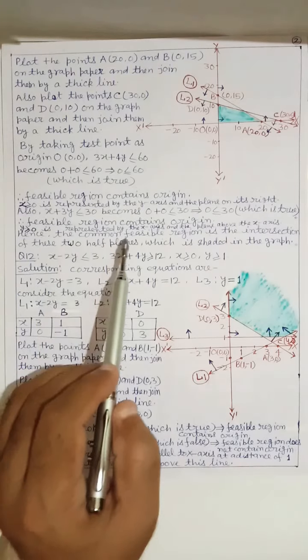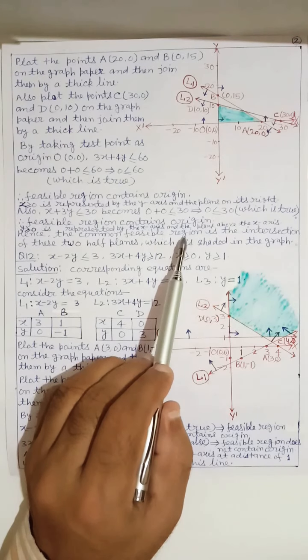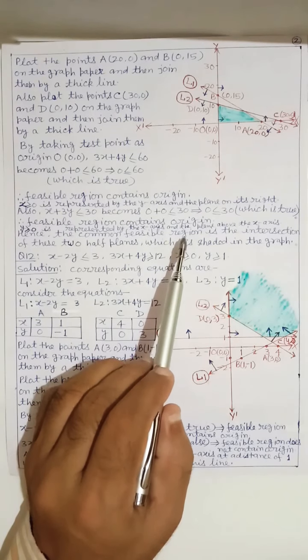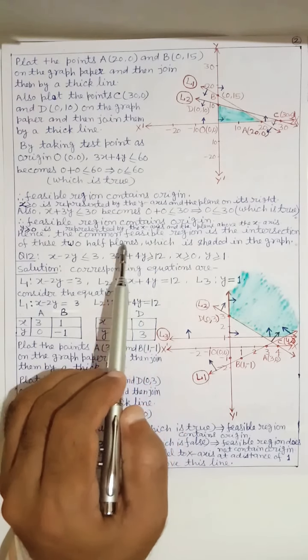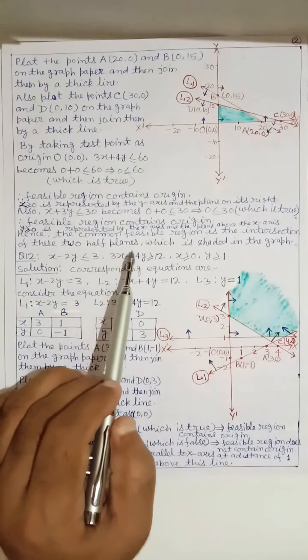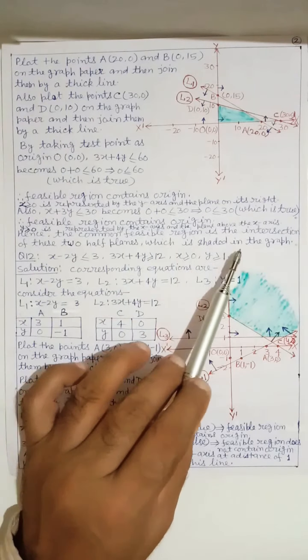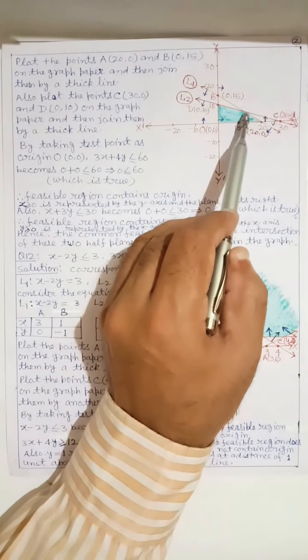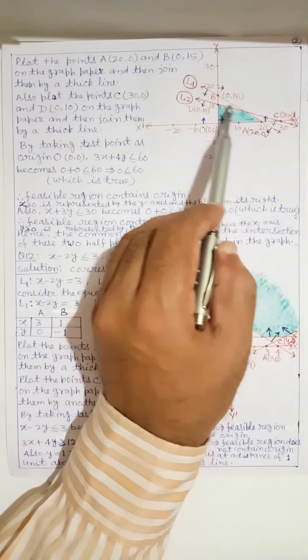Hence the common feasible region means we find the intersection of all these, which is the intersection of these two half planes, shaded in the graph here. This is the feasible region or solution region.